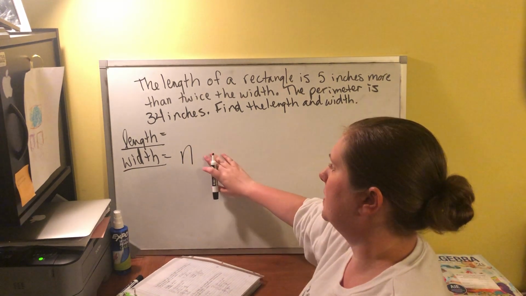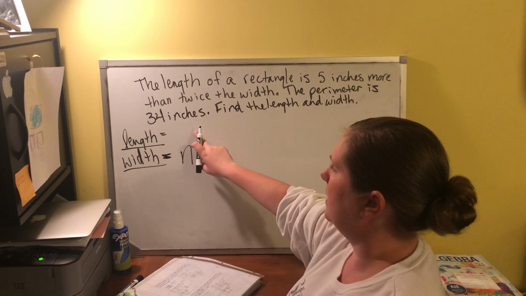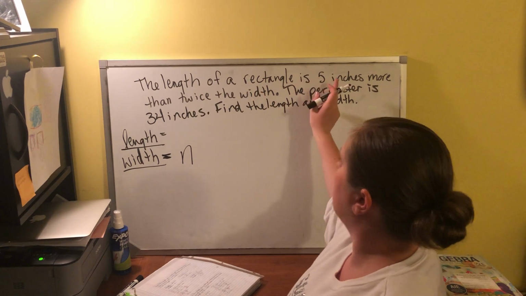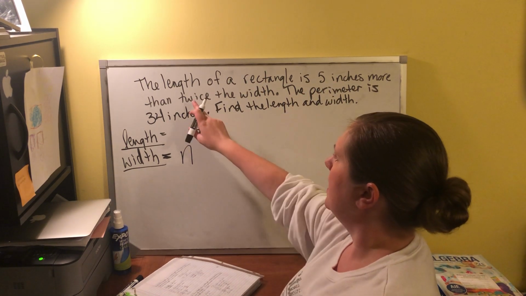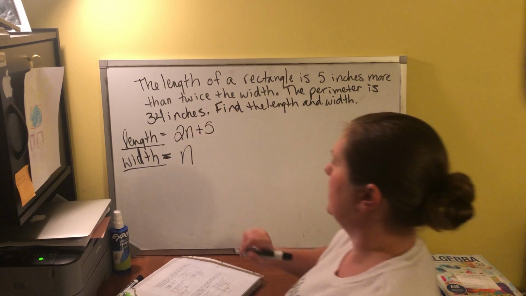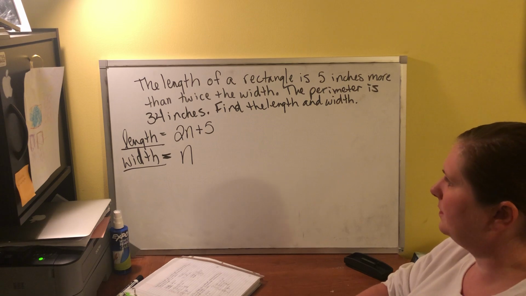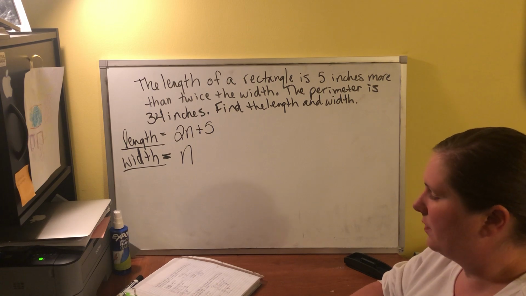Now you're going to use this variable n that you came up with for the width to calculate what the length would be. So the length of the rectangle is 5 inches more, so that means I'm going to be adding 5 to something, then twice the width. Well, the width is n, so that means twice the width, 2n. Now they let us know that the perimeter is 34 inches, okay? So it's the other information they gave us.